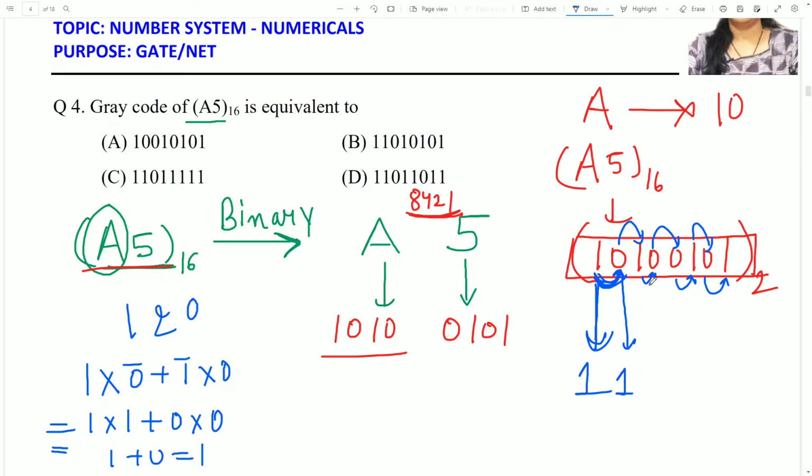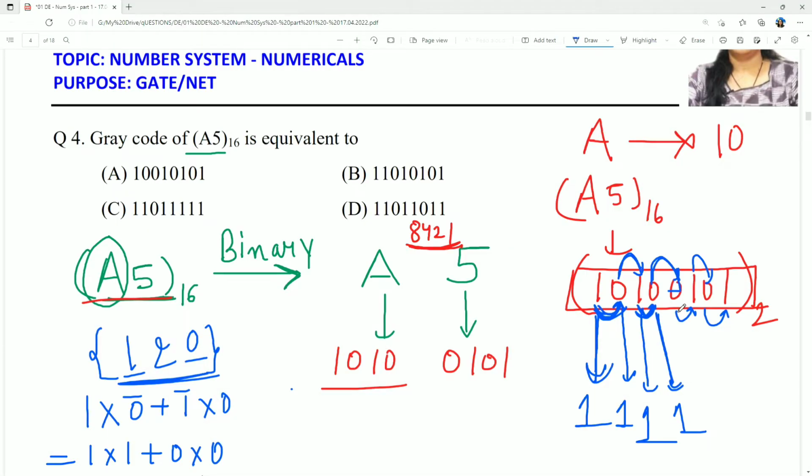After that, the next two adjacent digits are 0, 1, again 0, 1. So you will get again 1. I can write directly. Next two digits 1, 0. Again you will get 1. Then the next two digits 0, 0.